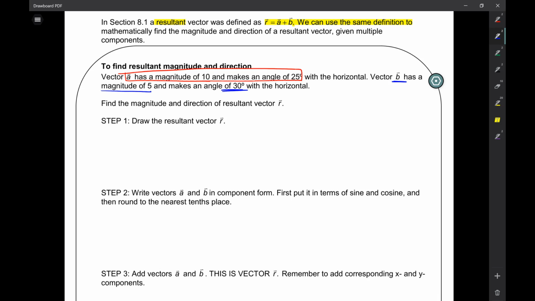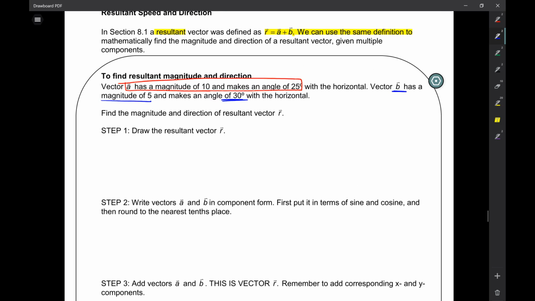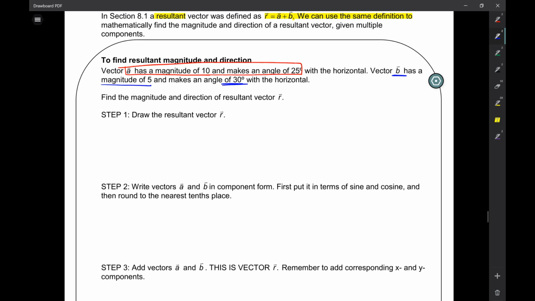Our first step: we have to find the magnitude and direction of the resultant vector, right? So you have to go in steps. There are 3 steps to do it. Well, 5 steps to do it. Step 1 is we have to draw the resultant vector R.